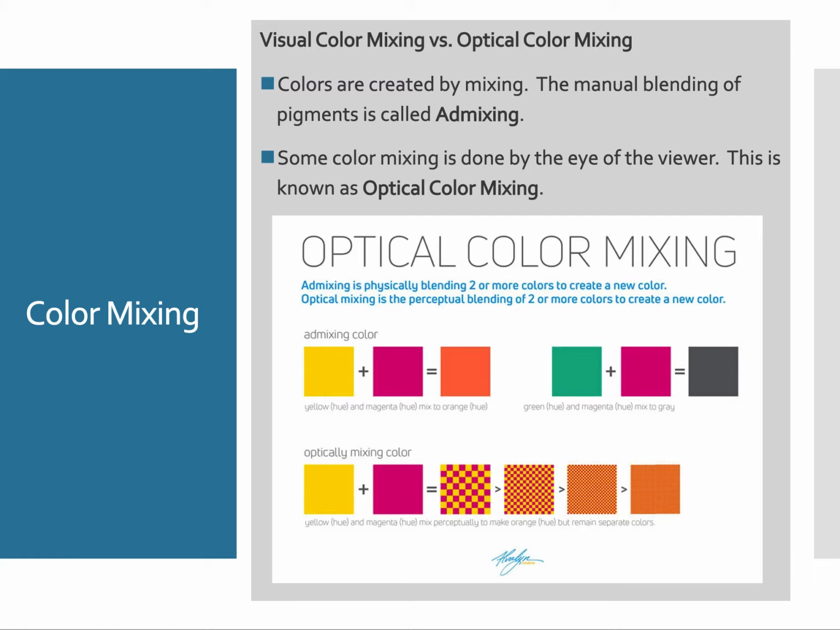So colors are created by mixing them. The manual blending of pigments is called admixing. It means you're actually mixing them by hand.